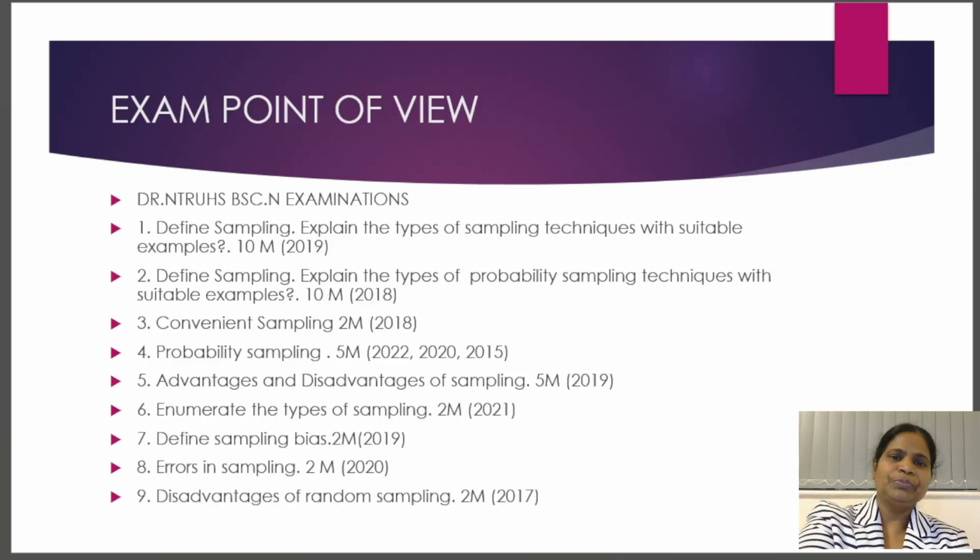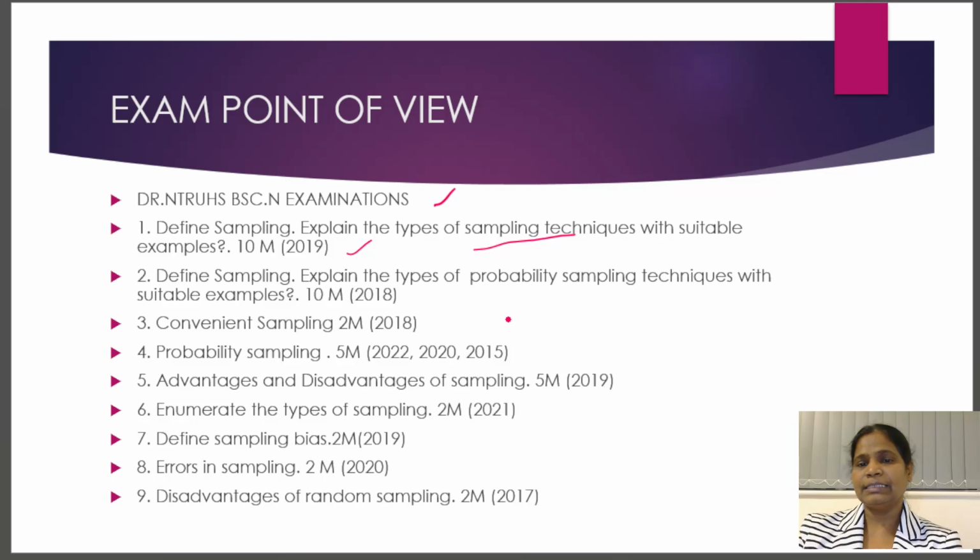So coming to the exam point of view, Dr. NTR UHS has asked different questions in different years, like define sampling, types of sampling techniques with suitable examples, which is a 10 marks question. In 2019 it was asked, and in that same year, define sampling bias. So I'm going to make another video on sampling bias and sampling errors, which will be released simultaneously along with this video as well. Next, another important question which was asked is define sampling, but the types of probability sampling techniques with suitable examples.